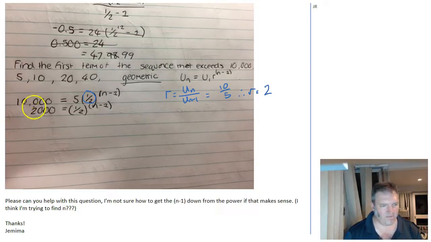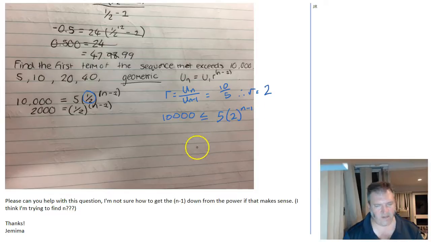The other thing is, it's fine to do this with an equal sign, but seeing as it said exceeds, I want the term 5 times 2 to the power of n minus 1 to be greater than 10,000. It's only a little thing, but it just helps us organise our thinking and make sure we're doing it correctly.